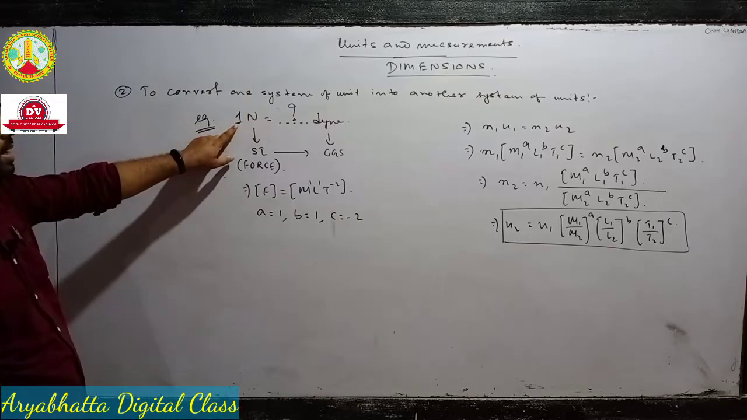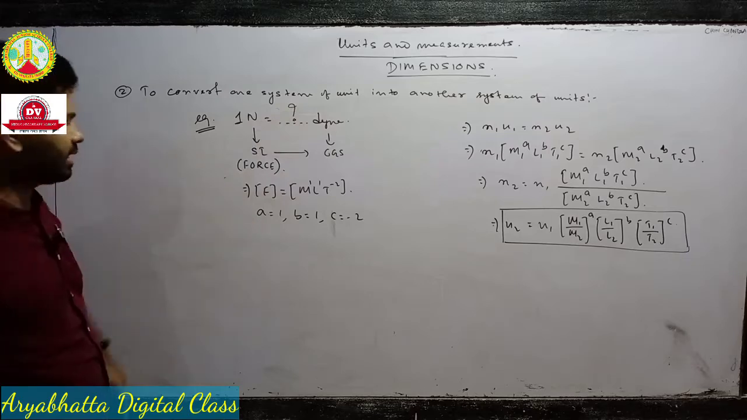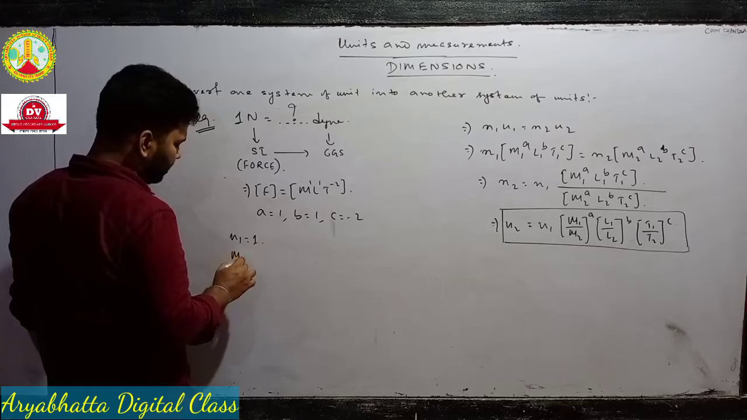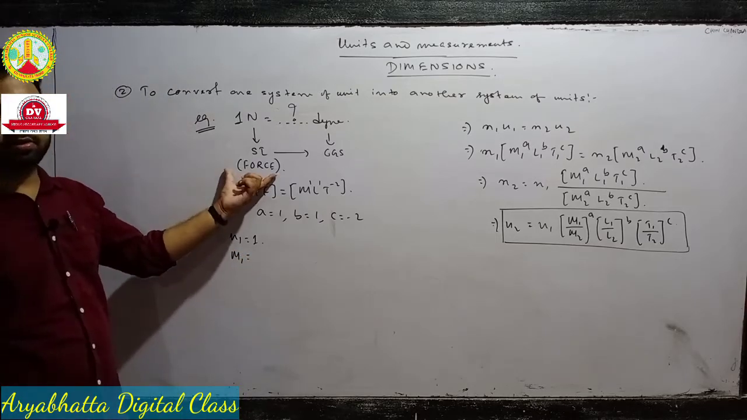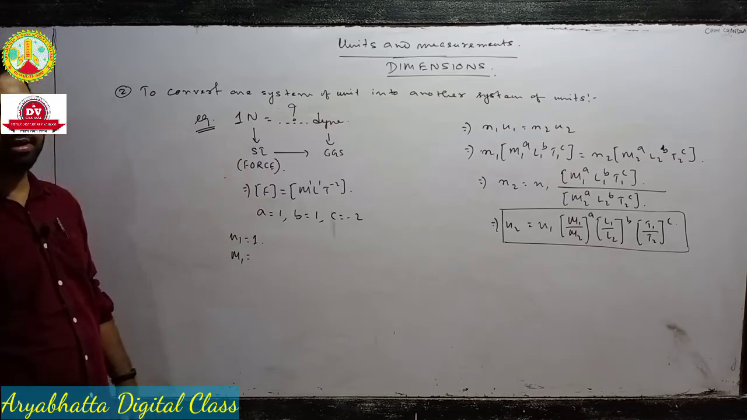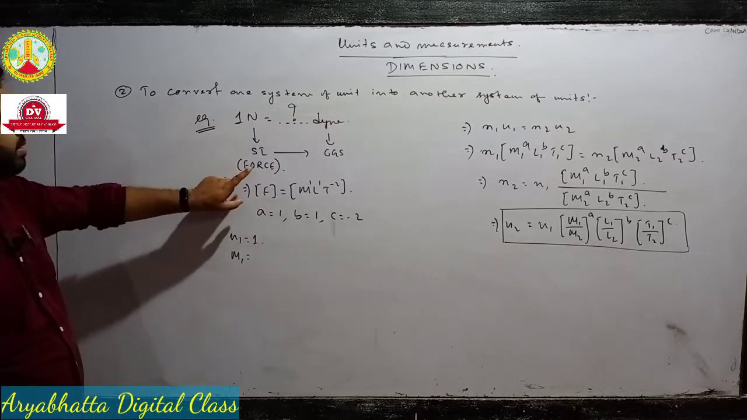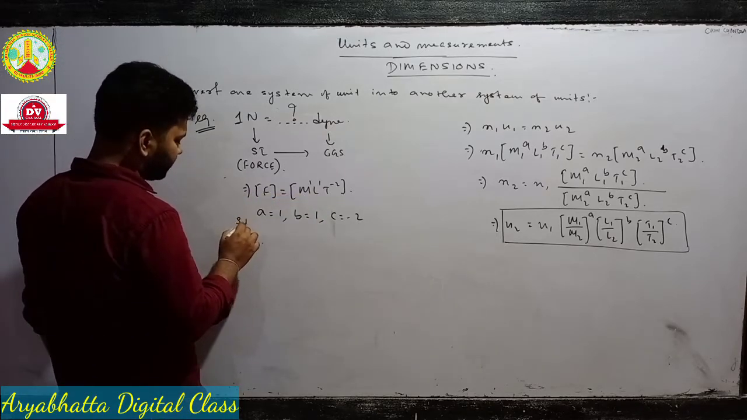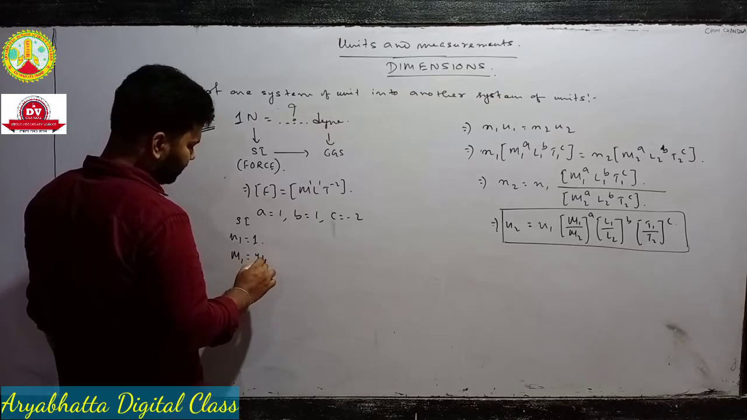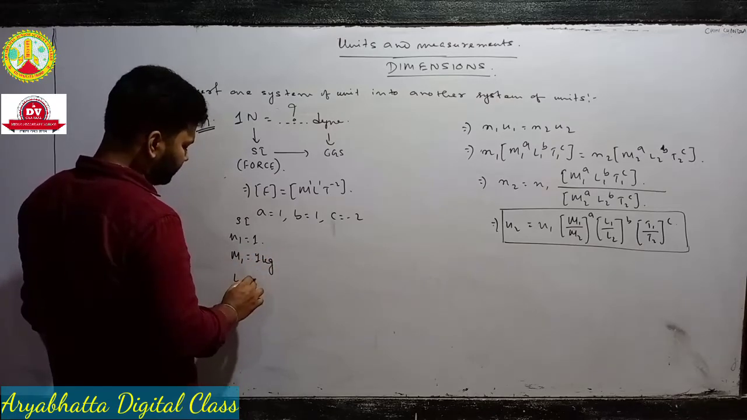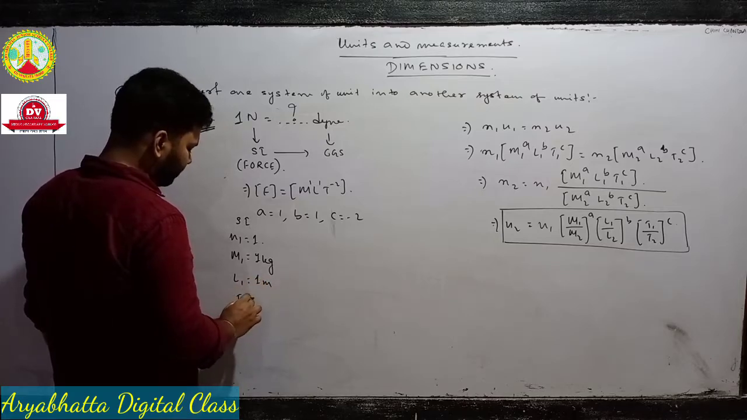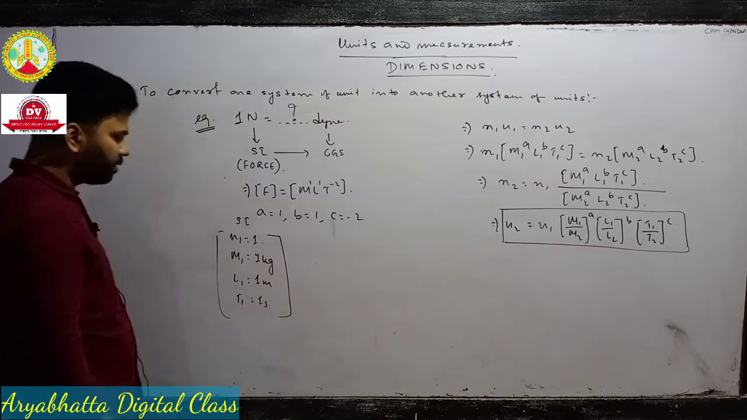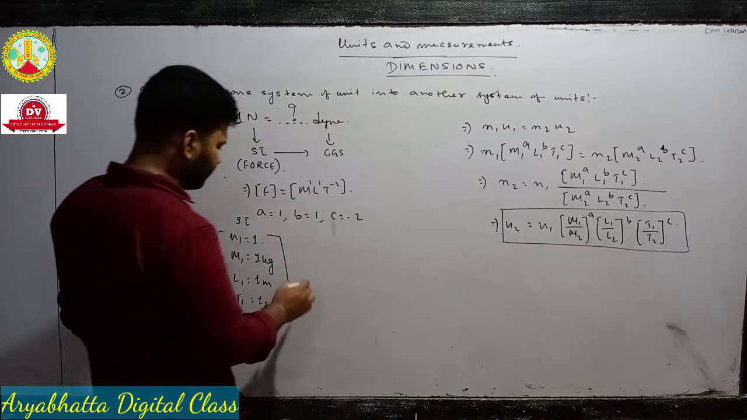So N1 is equal to what? 1. N2 we have to calculate. So N1 is equal to 1, M1, this is the SI unit. What are the fundamental physical quantities involved in this one? Force, mass, length and time. What is the unit of mass in SI? First this is SI, so this is the process. L1 is equal to 1 meter and T1 is equal to 1 second. So this is in SI. We are converting the SI system into the CGS system.